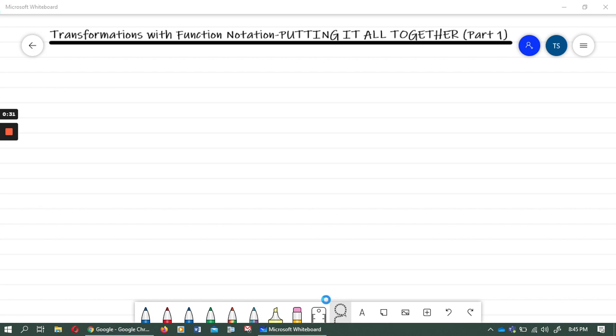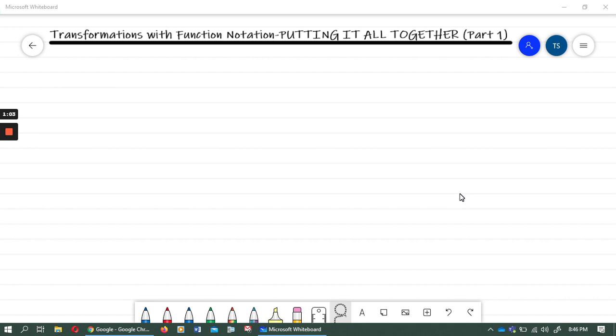We've done the different types of transformations, and when we looked at them, we did them separately. We've done translations, and we've talked about how to do translations. We've done reflections, and we talked about how to do that. We've done your dilations, and we talked about how to do that. But here we're going to put it all together.